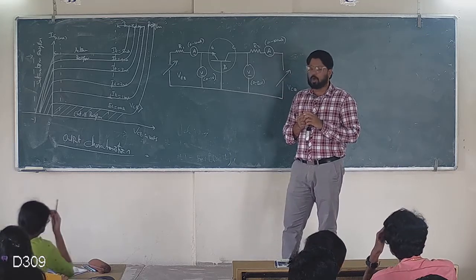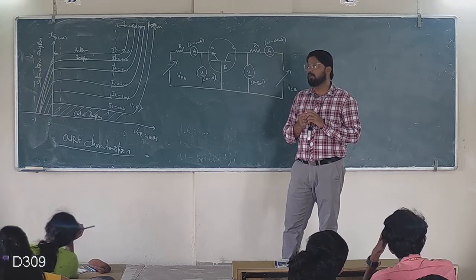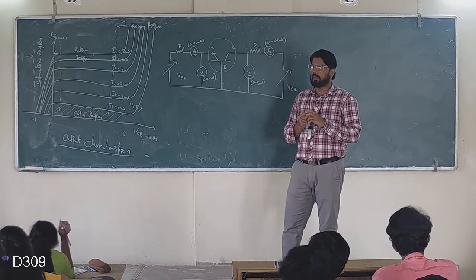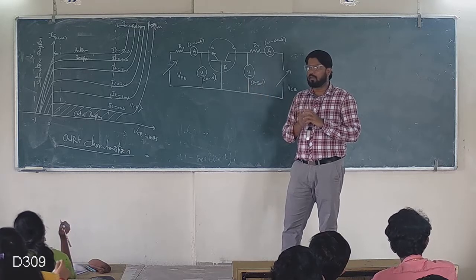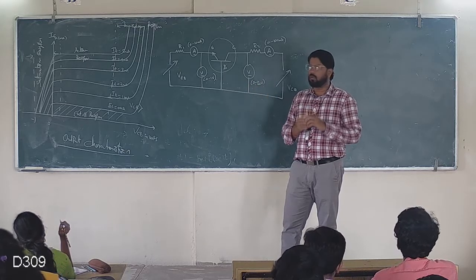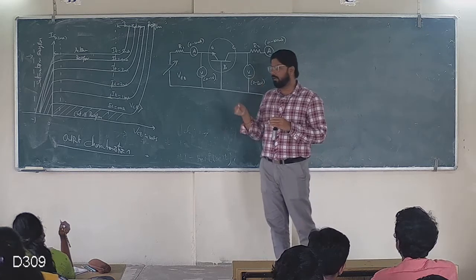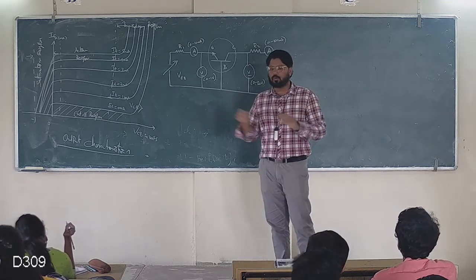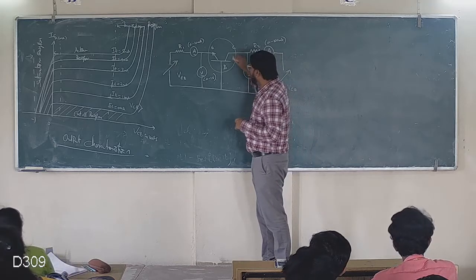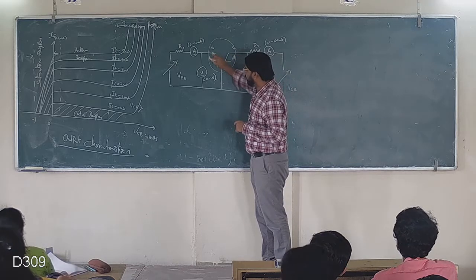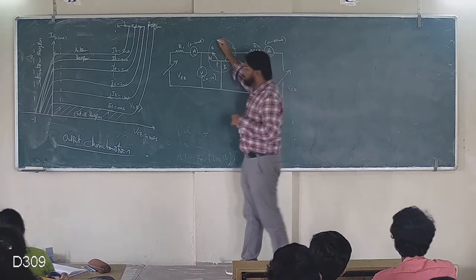Here the base is common, the collector is my output and the emitter is my input, right? What I have drawn on the board is the output characteristics of the given common base configuration. Why common base? Base is common for both the input and output, right? So what type of transistor is this? This is an NPN.